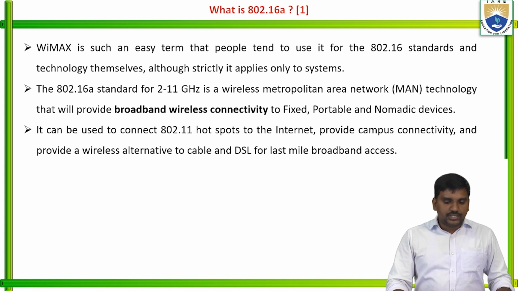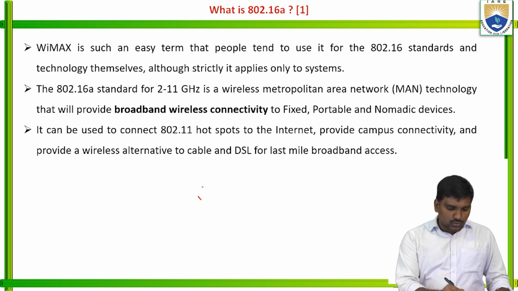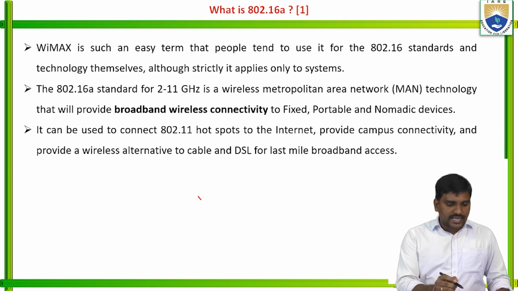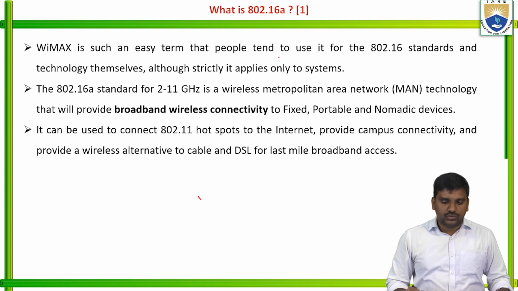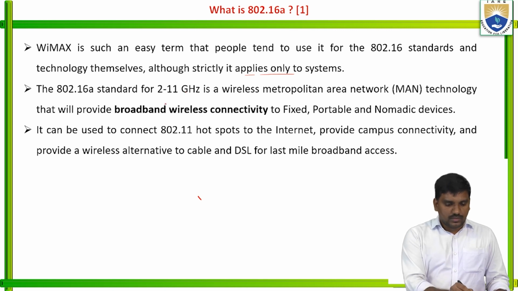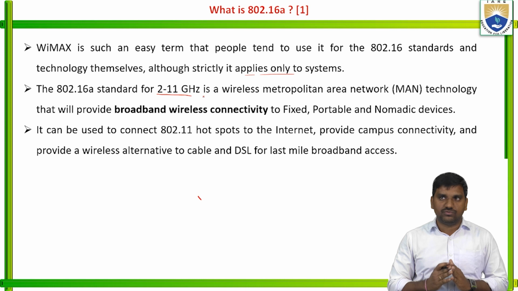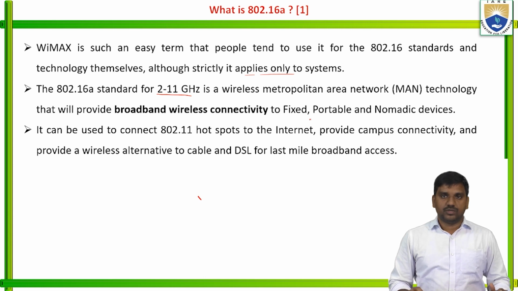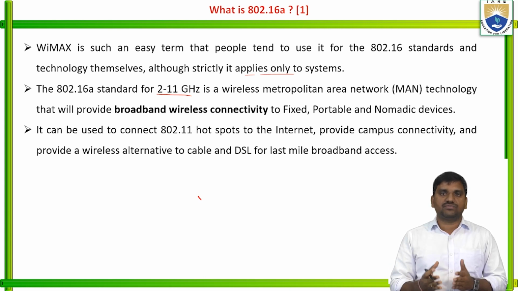Next, coming to 802.16a, we have defined two operating modes: one is portable, the second one is fixed. What is 802.16a? It is a term that people tend to use for the 802.16 standard technology itself, though strictly it applies only to that system. The 802.16a standard for 2 to 11 gigahertz is a wireless metropolitan area network technology that will provide broadband wireless connectivity to fixed, portable and nomadic devices. The basic operating frequency ranges from 2 to 11 gigahertz.